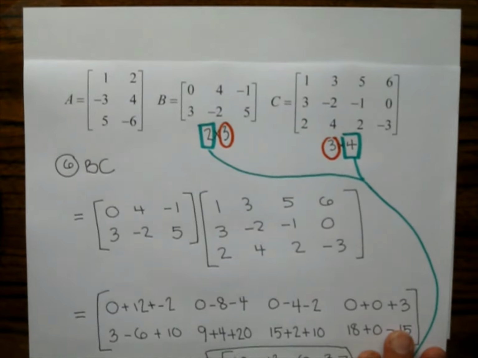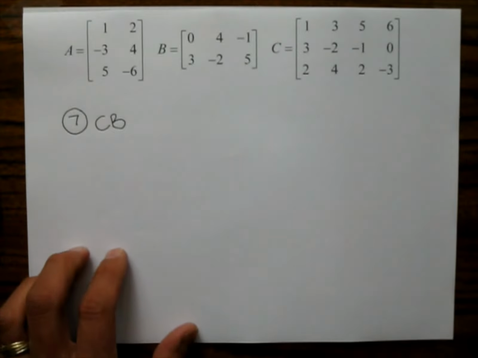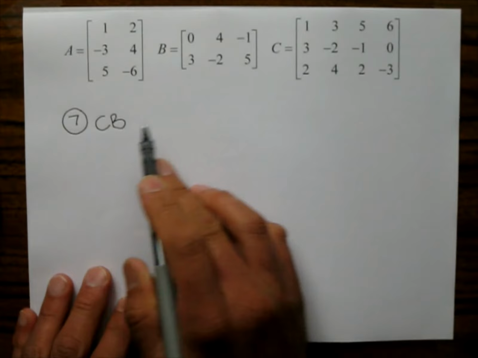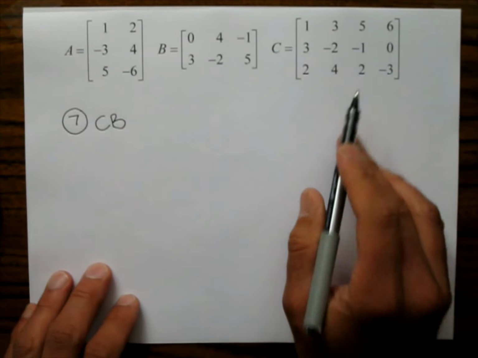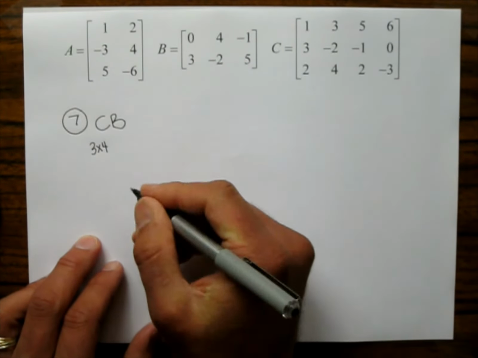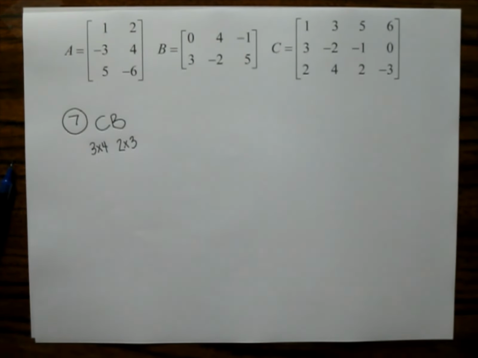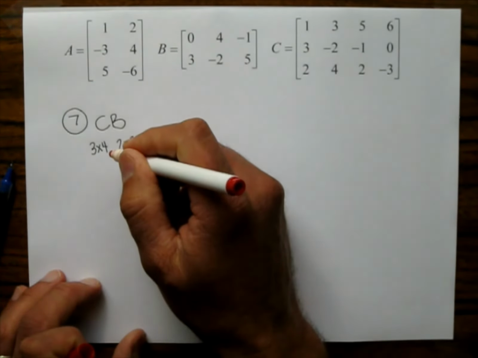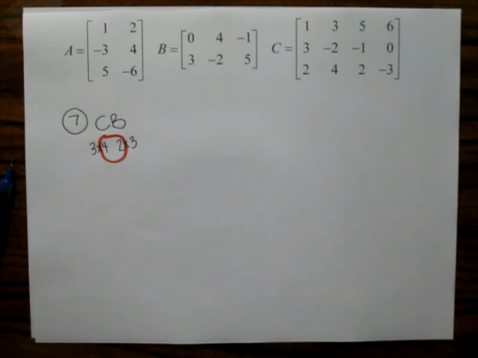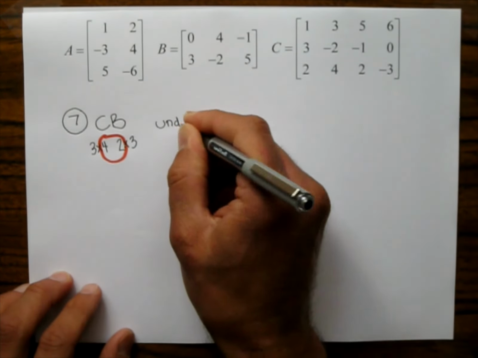Let's go ahead and do another one. All I've done for problem number 7 is I switched those guys around. So let's do a size check. C is 3 by 4, and B is 2 by 3. So what do you notice here about the inside numbers? They are not the same, which means this one is undefined.